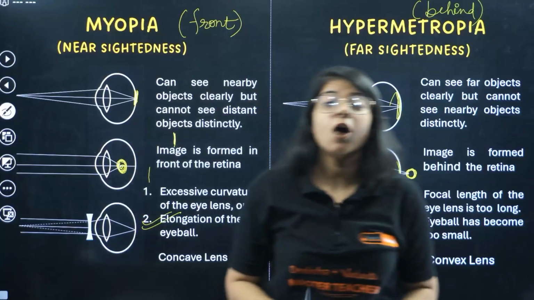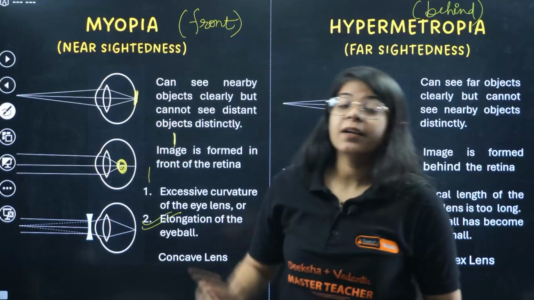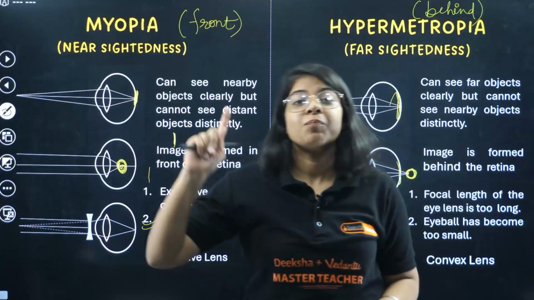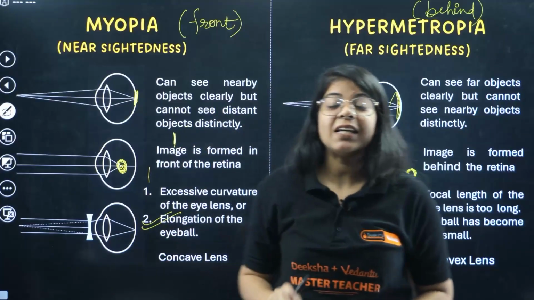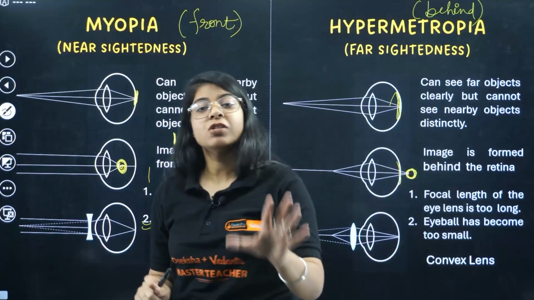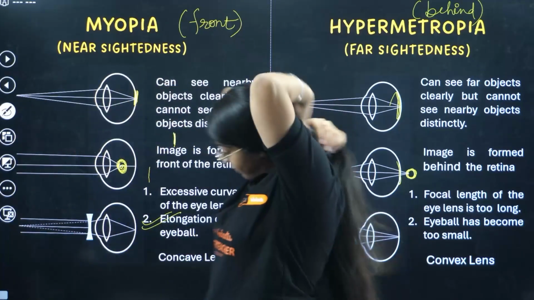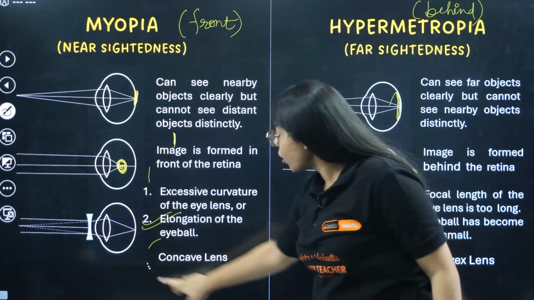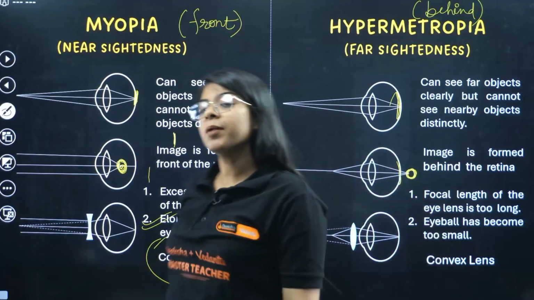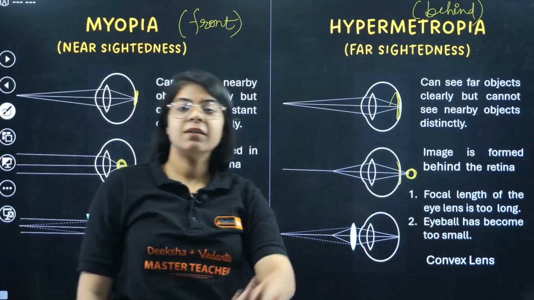Now, how to correct it? For myopia, we use a concave lens as the corrective lens. For hypermetropia, we use a convex lens. So for myopia, it is a concave lens, and for hypermetropia, it is a convex lens.